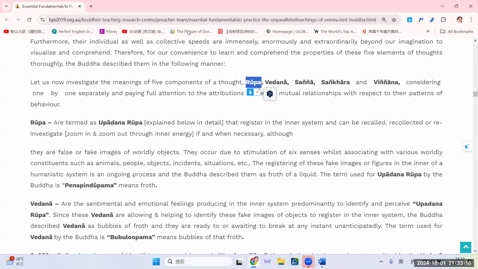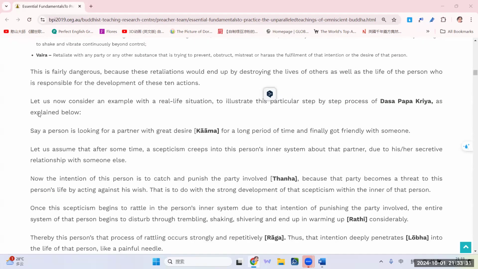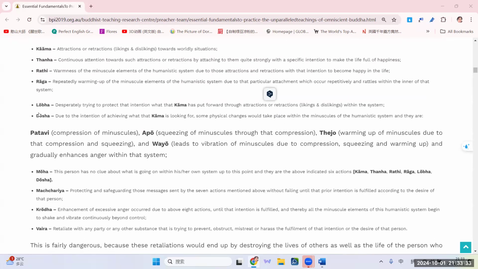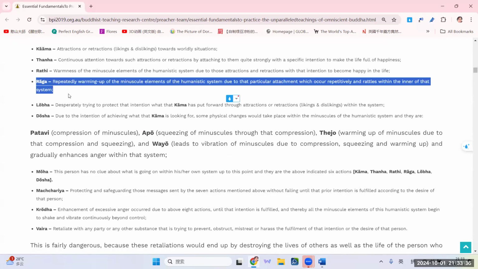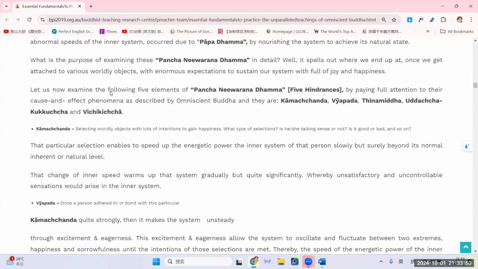Can you remember we learned, now I'm going to join something that you learned. I said raga in the 10 defilements. What is raga? It's happening repetitively. Raga. Can you remember that? That rupa coming, the coming of the rupa, is called rupa raga.